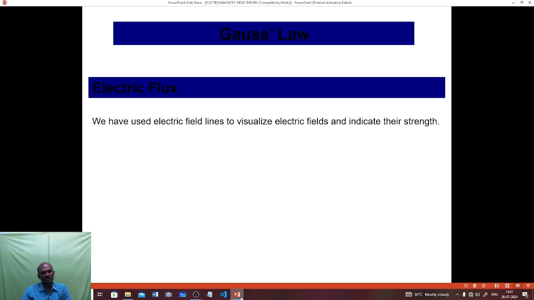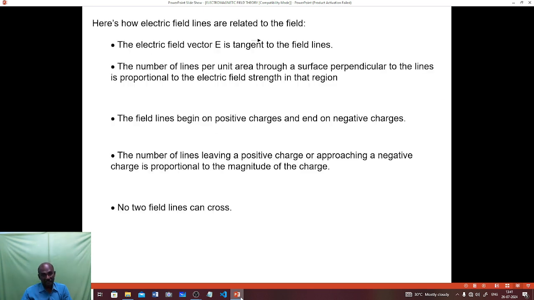These are the applications of Coulomb's law in determining the electric field intensity for various line and surface charge distributions.